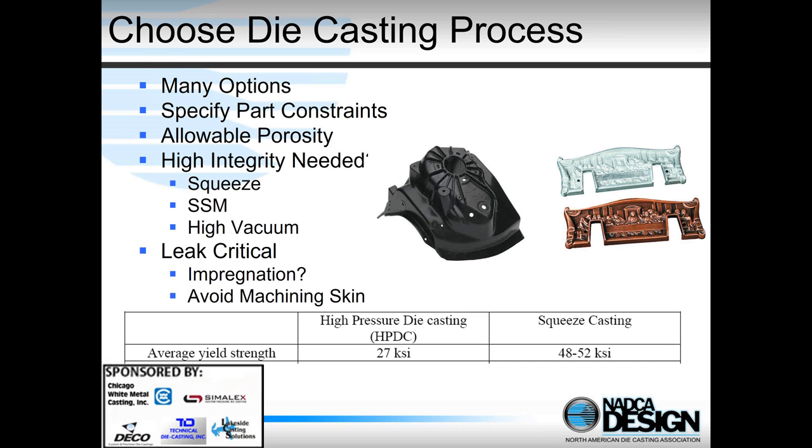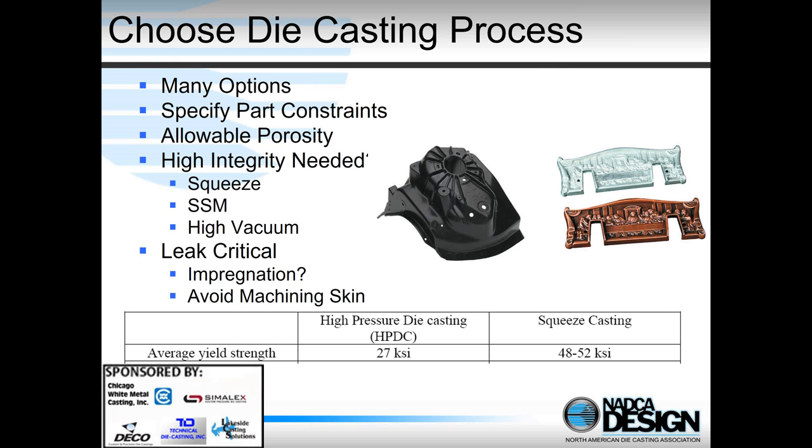So firstly, we need to pick the right process. This is why we spent so much time talking about it in the last webinar. We've got to ask questions such as how much porosity am I allowed? Therefore, do I need a high integrity process? And if yes, which one? But if I'm just worried about leaking, then maybe I should just impregnate my casting, or maybe avoid machining areas that are leak critical to leave the skin intact. But these questions need to be asked early in the design process.